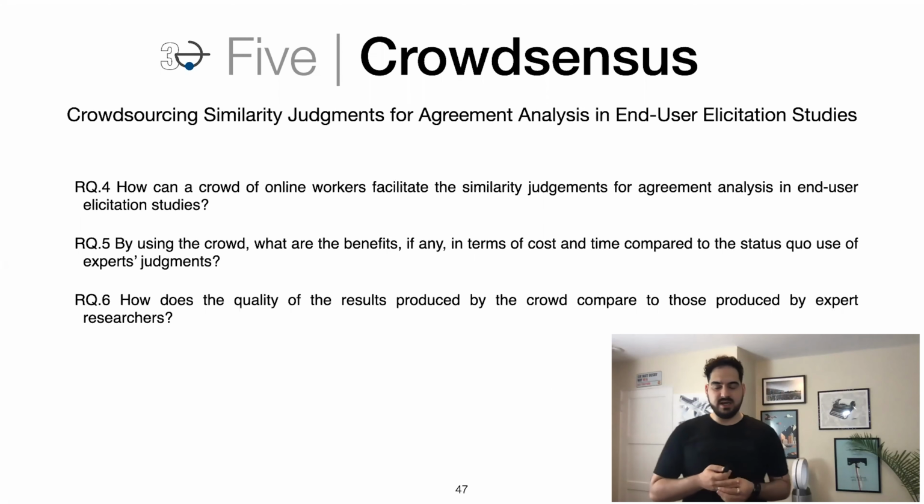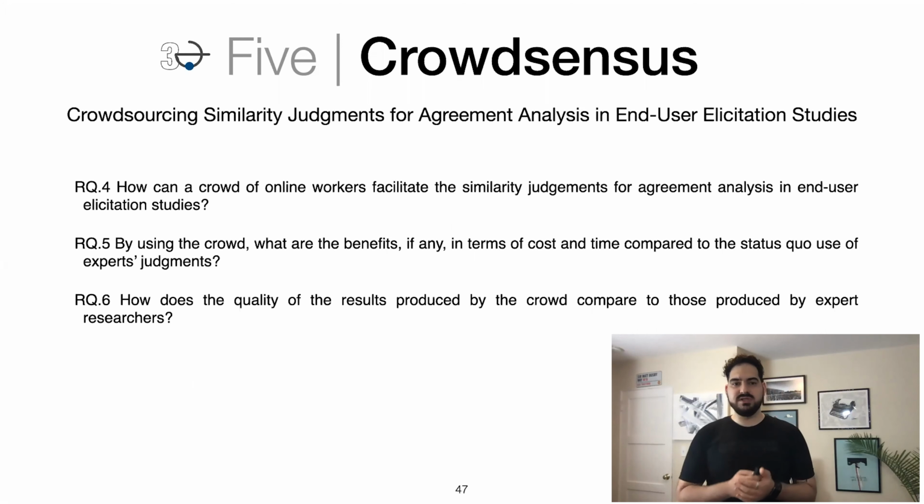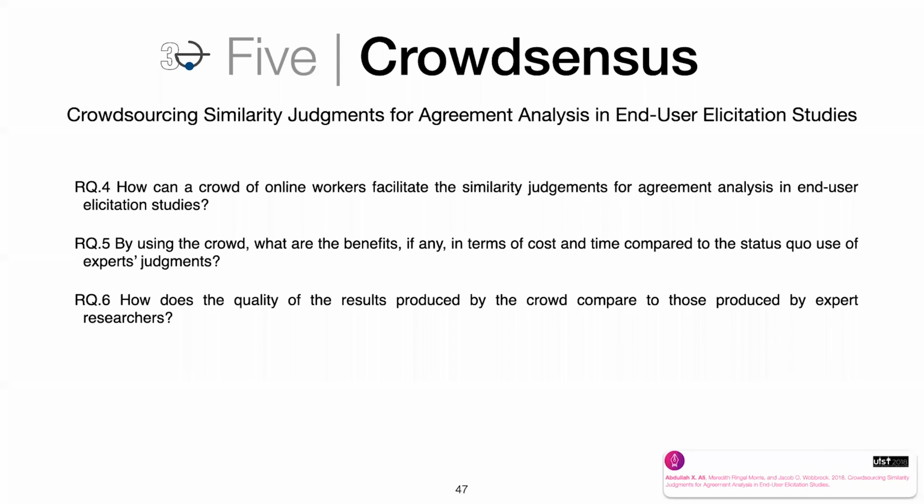In this chapter, I asked 3 research questions. How can a crowd of online workers facilitate the similarity judgments for agreements analysis in end-user elicitation studies? By using the crowd, what are the benefits, if any, in terms of cost and time compared to the status quo use of expert judgments? And how does the quality of the results produced by the crowd compare to those produced by expert researchers? To give you another look at how CROWDSENSUS works, please enjoy this video.